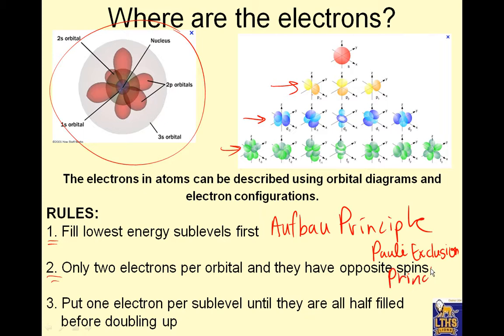And then the third rule that gets followed when you describe electrons is to put 1 electron in each orbital until they are half filled before you double up. And that's called Hund's rule. So those are the 3 rules that you got to go by.